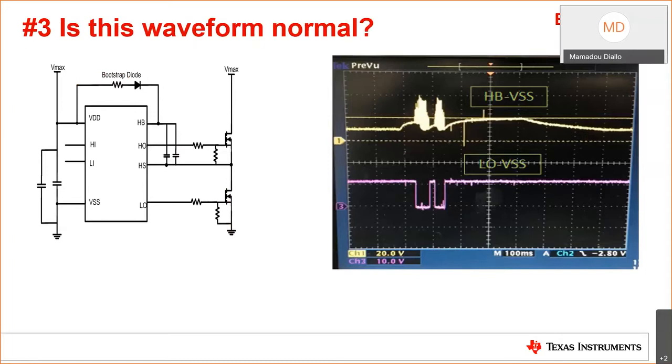In this next issue, we have another half-bridge topology. On the right, the waveform captured where channel 1 in yellow is looking at the HPVSS signal, and channel 3 in pink captures the low side output LO. Can you spot the problem here based on the waveform shown?